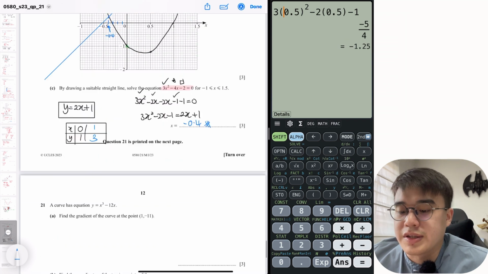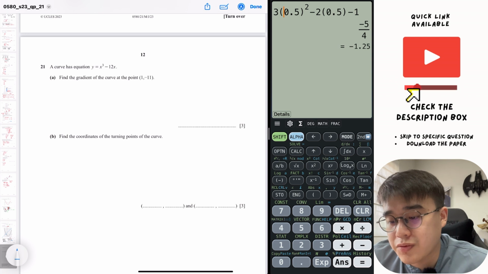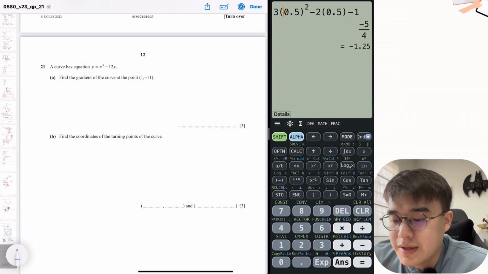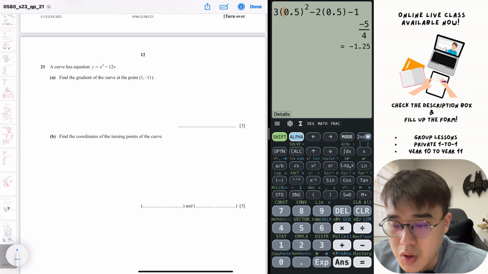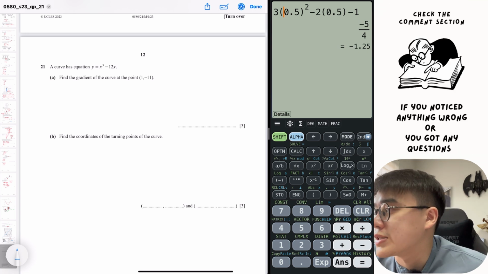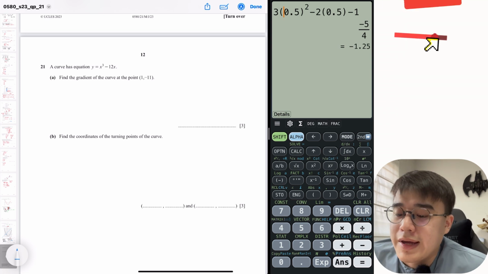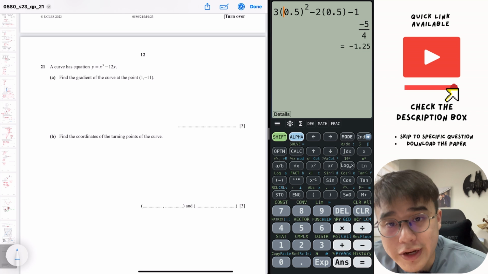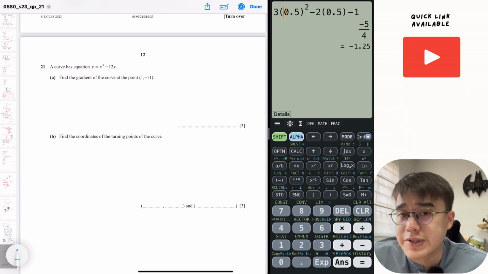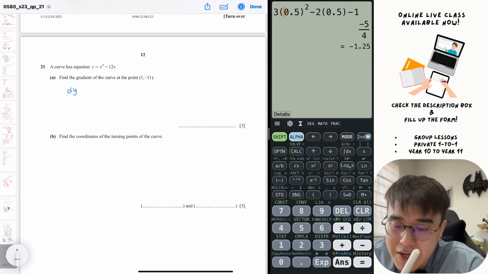Last question now. A curve has an equation of x cubed minus 12x. Find the gradient of the curve at the point. When you see the term gradient here, nowadays it is not referring to your y equals mx plus c anymore. It is actually referring to the so-called gradient function, or the differentiated result of your equation. So you need to know how much your dy/dx is.